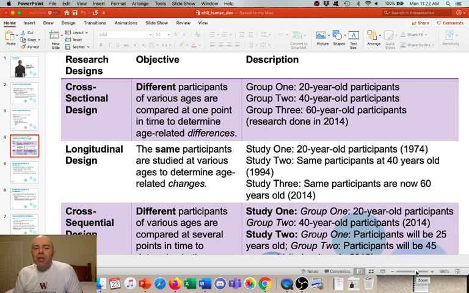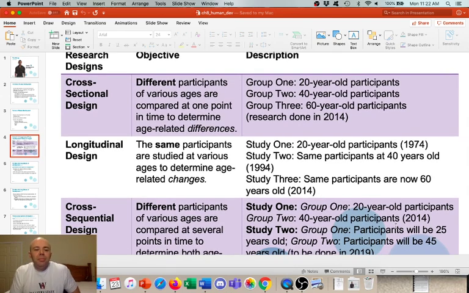The cross-sequential design is like mashing those two things up, okay? It's taking different participants of various ages and comparing them at several points in time. It's like a mix of both longitudinal and cross-sectional. And there's an example there. Know those three designs? I'll ask you most likely about cross-sectional and longitudinal designs on your next exam.